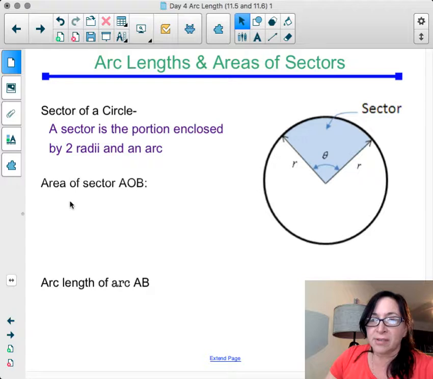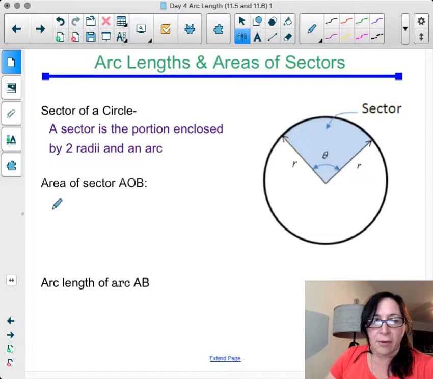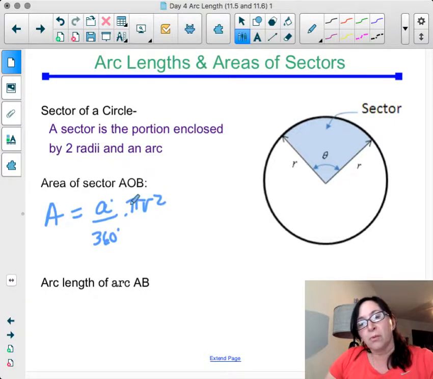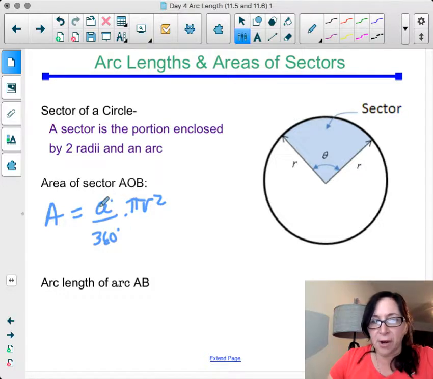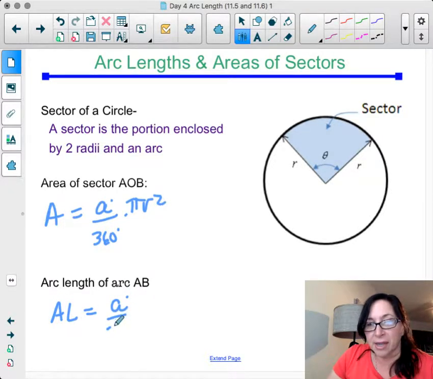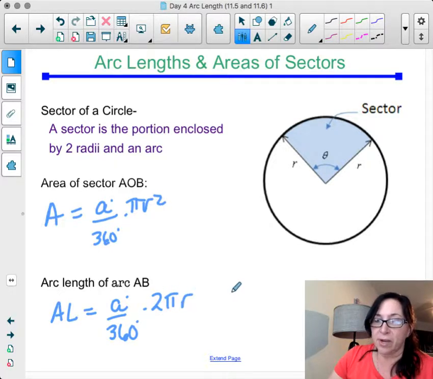The first one is the area of a sector. The area of a sector is equal to arc degree over 360 times pi r squared. That's a fraction of the whole circle, so it's this fraction of the area of the entire circle. Whereas arc length, which we're going to call AL, is again a fraction: arc degree over 360 times 2 times pi times the radius.